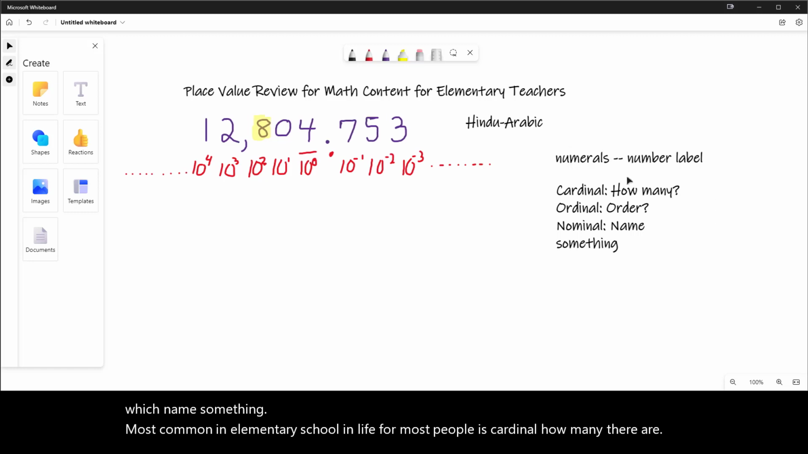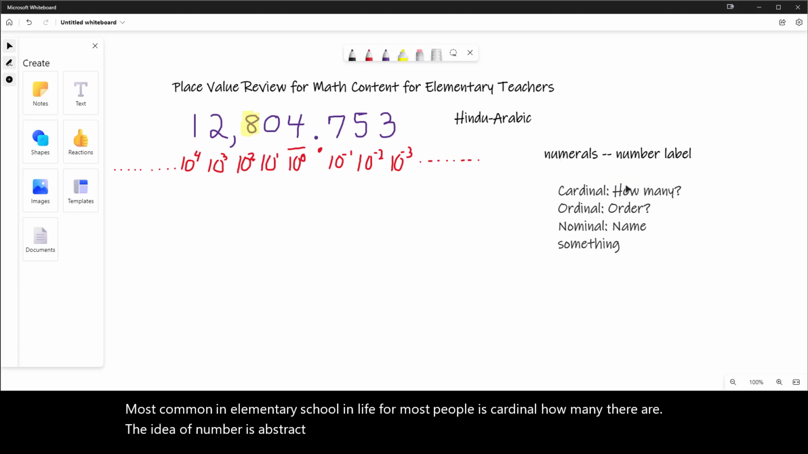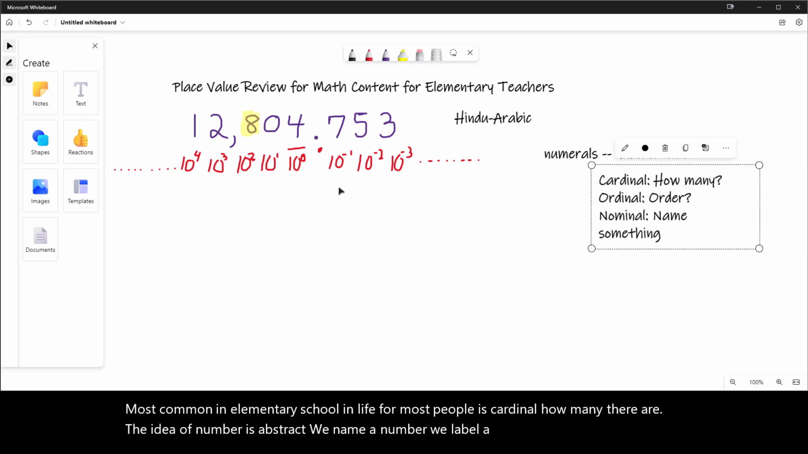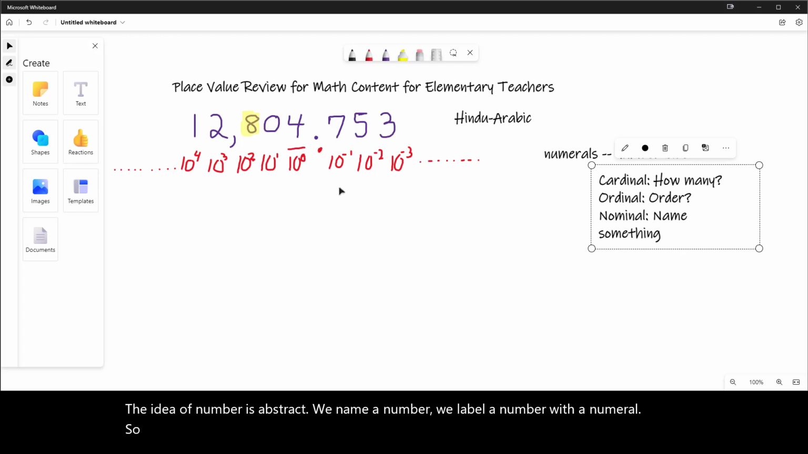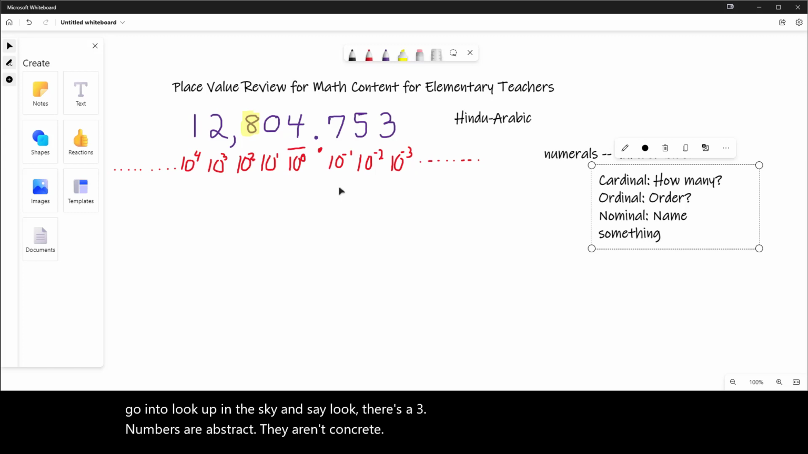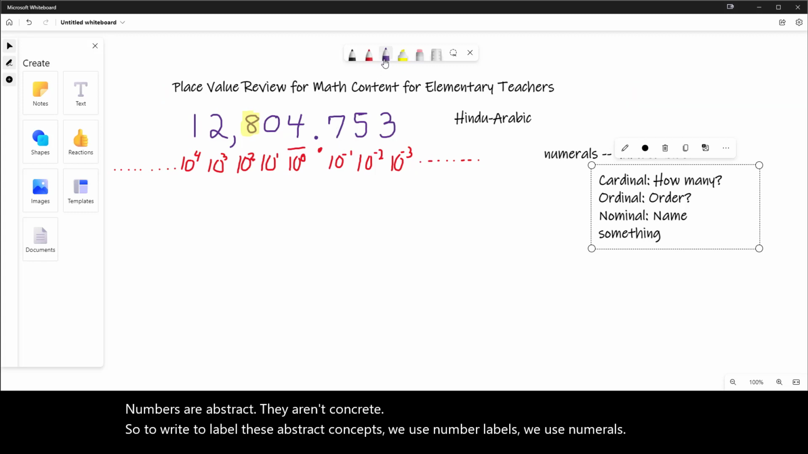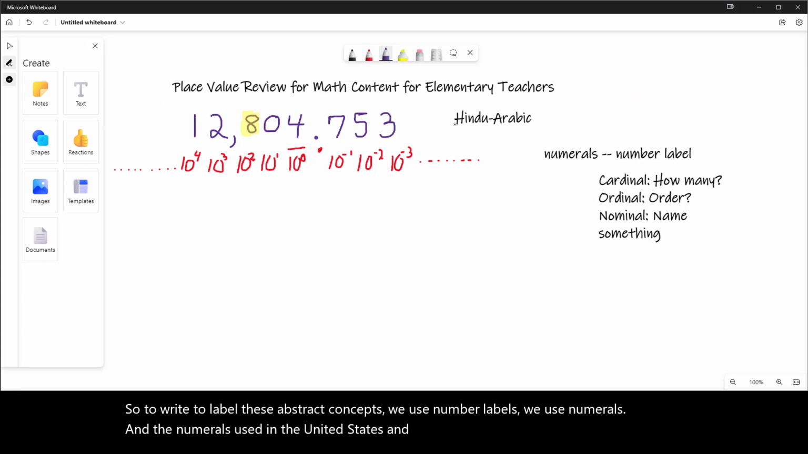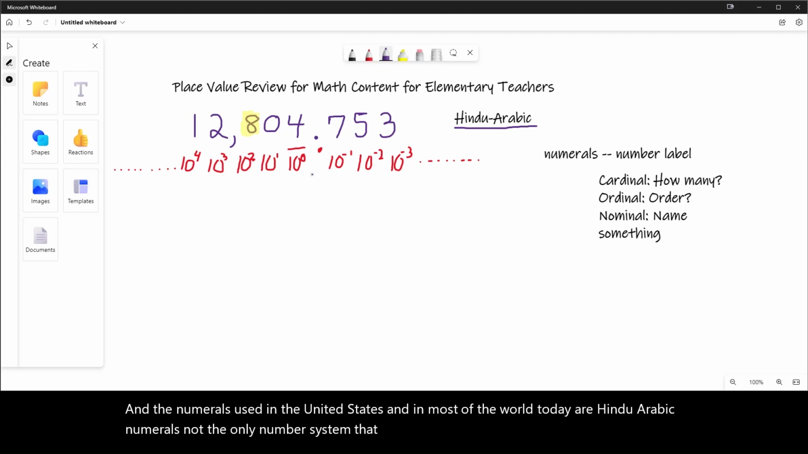So the idea of number is abstract. We name a number, we label a number with a numeral. So 5 doesn't exist in the world. Like, you can't go out into the woods and see a 5. You can't look up in the sky and say, look, there's a 3. Numbers are abstract, they aren't concrete. So to label these abstract concepts, we use number labels, we use numerals. And the numerals used in the United States and in most of the world today are Hindu-Arabic numerals. Not the only number system that exists, certainly not the only one that existed historically, but it's the most common, and it's, of course, the one that we teach in schools.